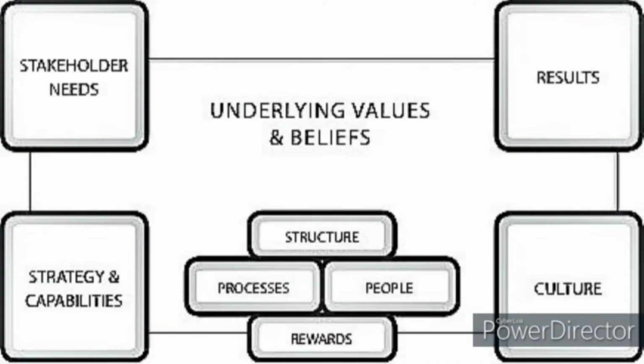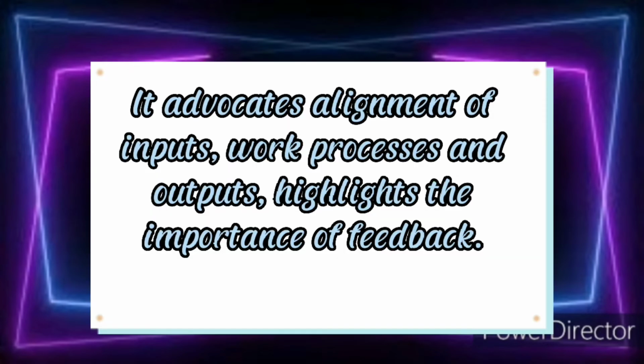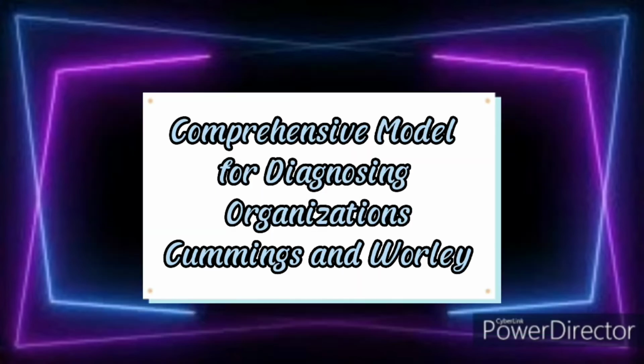Organizational System Model, OSM, David Hanna. It suggests that harmonizing and aligning operational variables are critical to organizational performance. These variables are stakeholder needs, strategy and capabilities, organizational systems, culture, results, and underlying values and beliefs. Friedman's SWAMP model of socio-technical systems. It advocates alignment of inputs, work processes and outputs, and highlights the importance of feedback.